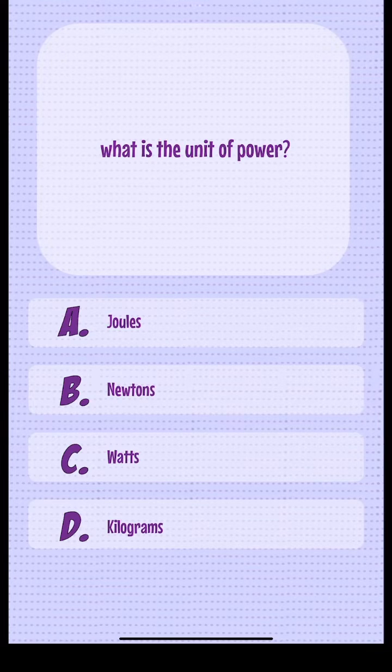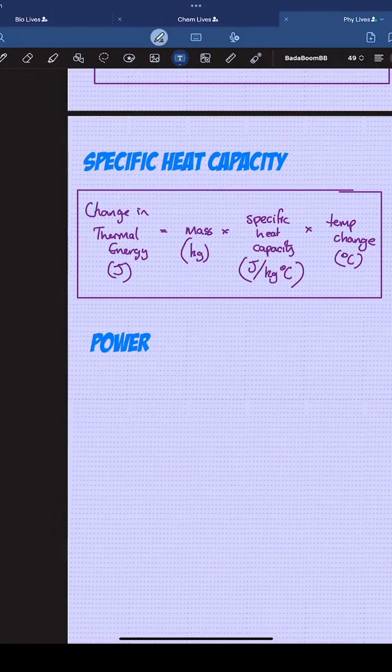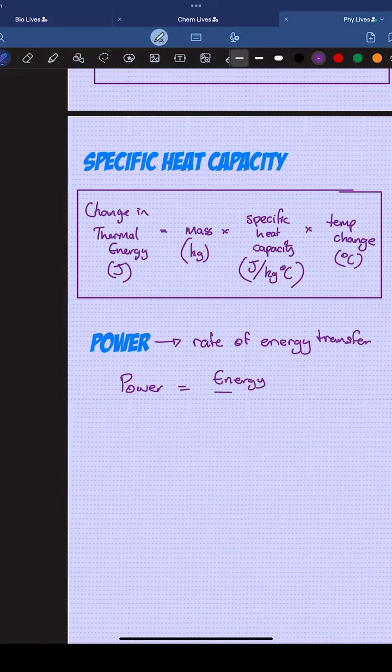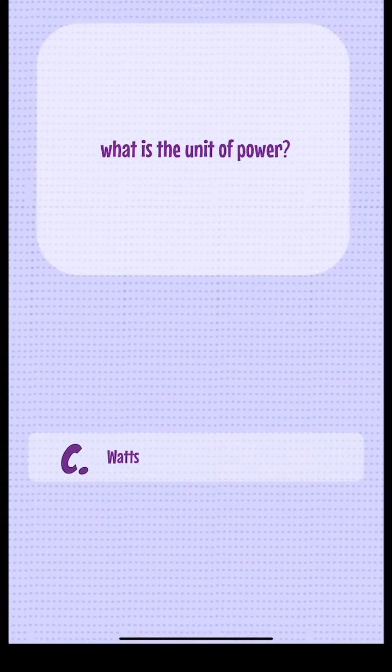Yeah, so most of you got watts. Watts are the units for power. Does anyone know the equation for power? Power is the rate of energy transfer or rate of work done. Energy over time. Yeah, power is equal to energy divided by time. Energy is measured in joules, time is measured in seconds, and power is measured in watts. So the answer for this is watts.